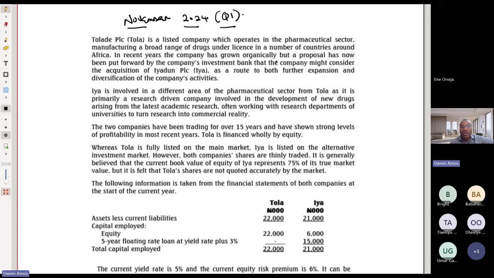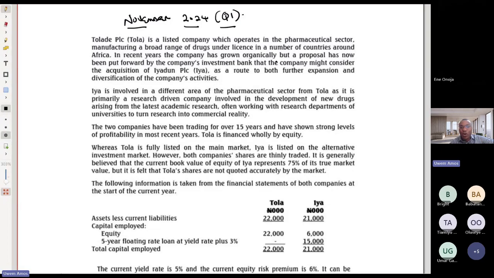Iya is involved in a different area of the pharmaceutical sector from Tola, as it is primarily a research-driven company involved in the development of new drugs arising from the latest academic research, often working with research departments of universities to turn research into commercial reality. The two companies have been trading for over 15 years and have shown strong levels of profitability in most recent years.